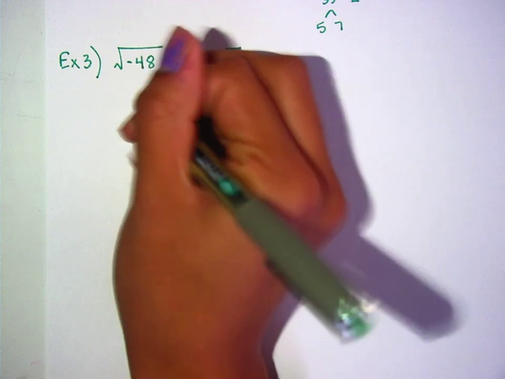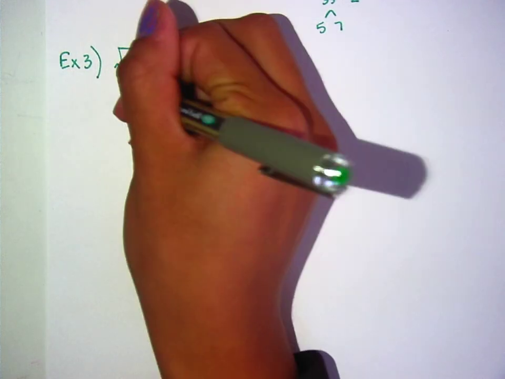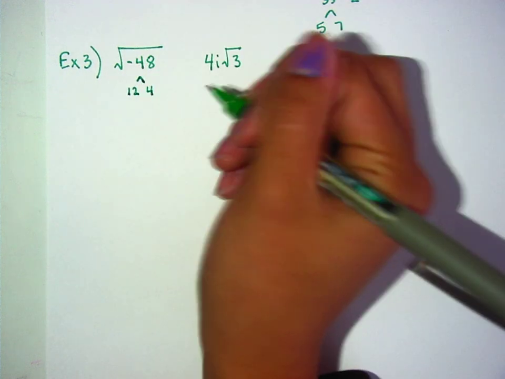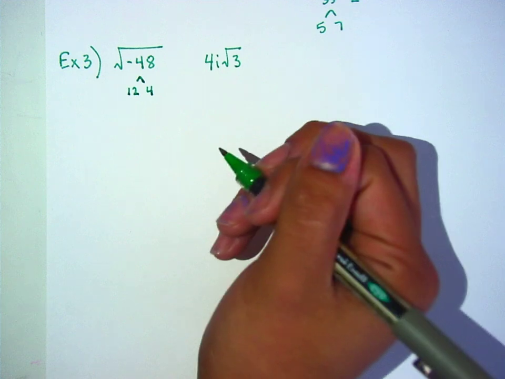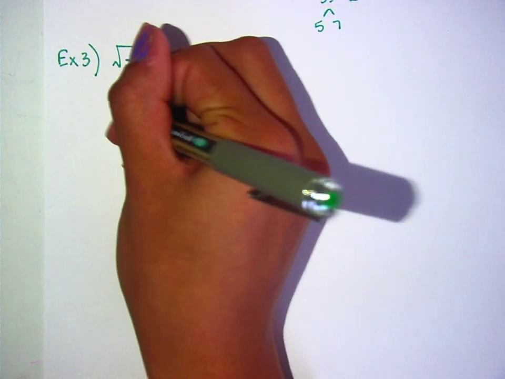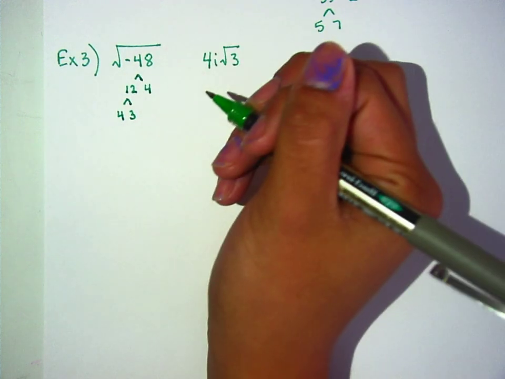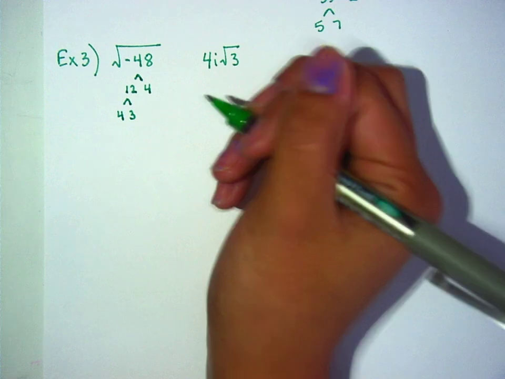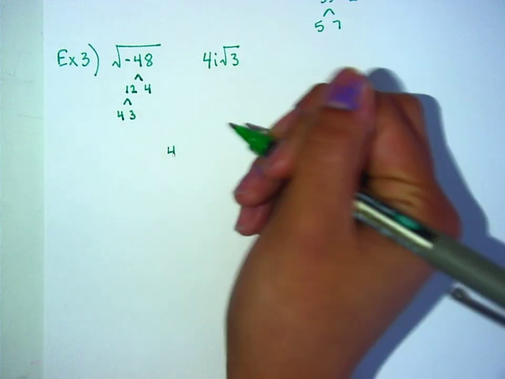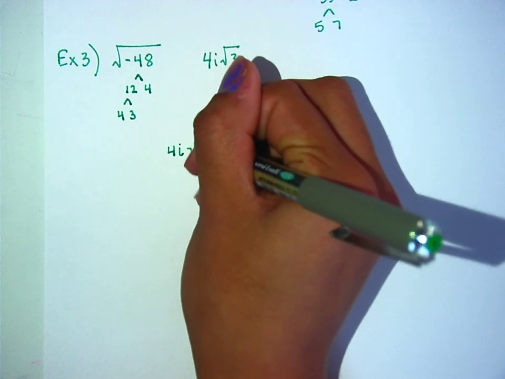Go for it. You split it up into 12 and 4. It doesn't matter. And then you split the 12 into 4 and 3. And then that's a pair, so then it's 4. So then you write 4 to the side, because there's a pair of 4s. And then the i, because there's a negative, and then the 3 is in the square root. So that's left over. Yep.